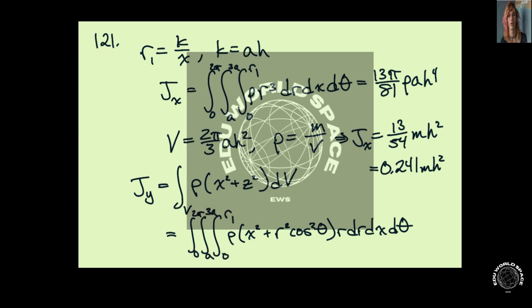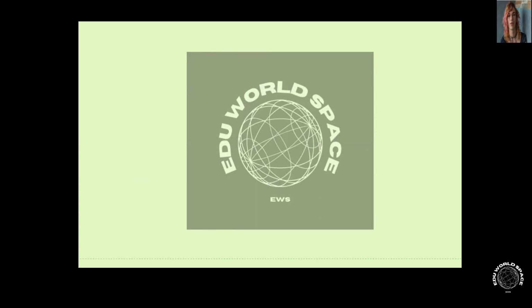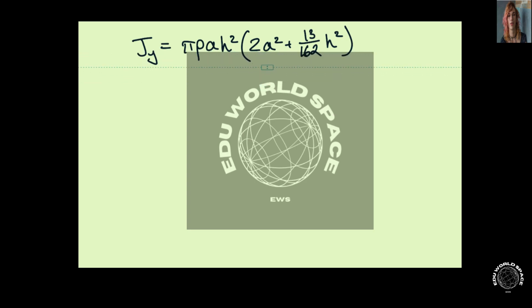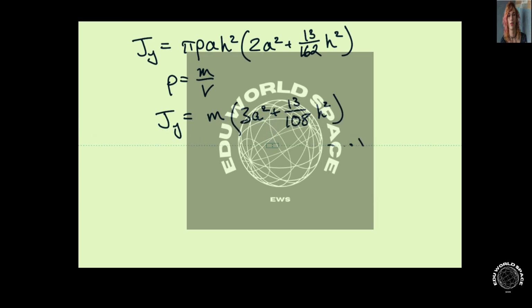We can again crank through this integral, and what we wind up with is pi rho a h squared times the quantity 2a squared plus 13 over 162 h squared. We already calculated the volume, so we can substitute this in here for the density, and in the end we get the mass moment about the y-axis is m times the quantity 3a squared plus 13 over 108 h squared.